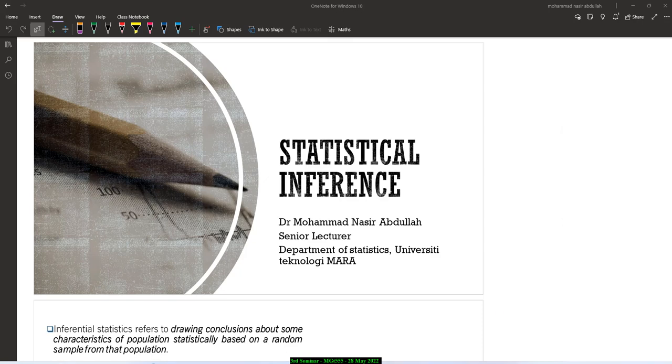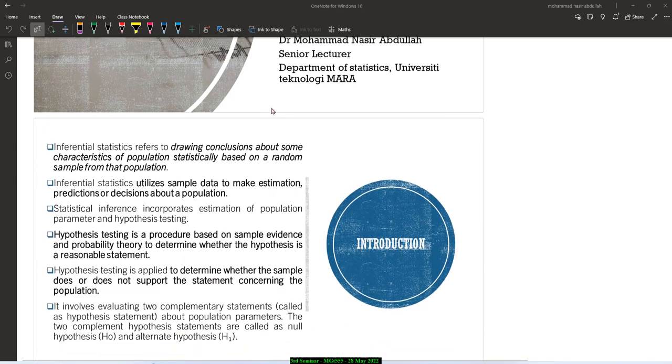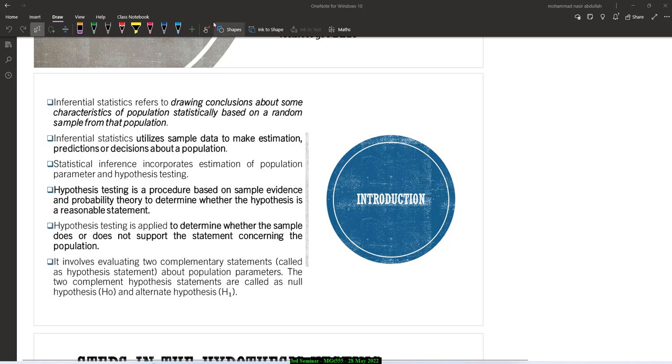Statistical inference, right? So, tadi kita tengok descriptive statistics. So, now we looking at statistical inference or inferential statistics. So, inferential statistics is refer to drawing conclusion about some characteristic of population statistically based on a random sample from that population. Maksudnya, we are collecting a data, let's say from a population.